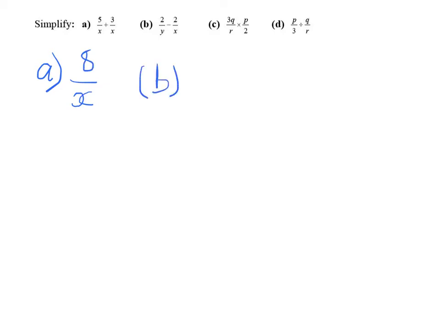For B, we don't have a common denominator. One is y and one is x. So we need to make a common denominator. We're going to make it xy. To get 2 over y into this form is to multiply by x. So that would be 2x. And to get the 2 over x into this form I need to multiply by y. So it would be minus 2y.